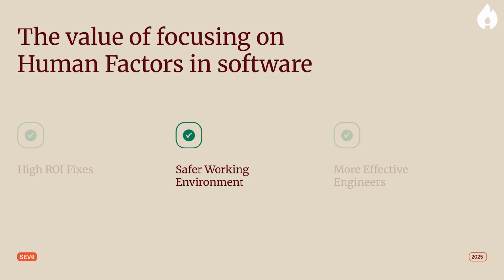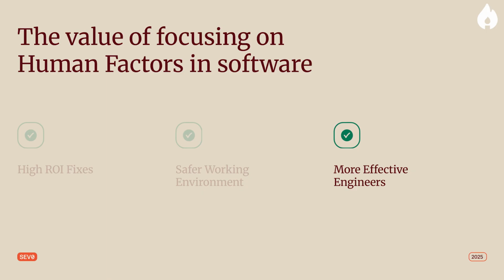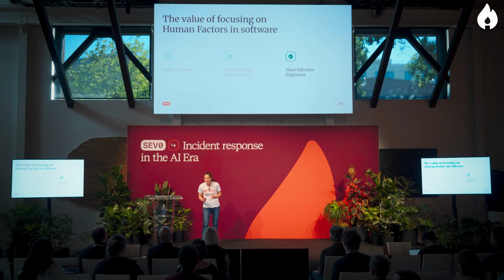All of these high ROI fixes are going to lead to a safer working environment. I'm sure many of you have heard someone at some point say, "Oh no, I can't touch that code," or "Oh no, I don't want to touch that tool because that might break." When engineers are working around systems, they're slowed down and change becomes riskier. By improving that working environment, you can instill confidence in your engineers, and confident engineers are going to work more effectively. A safe environment empowers engineers.